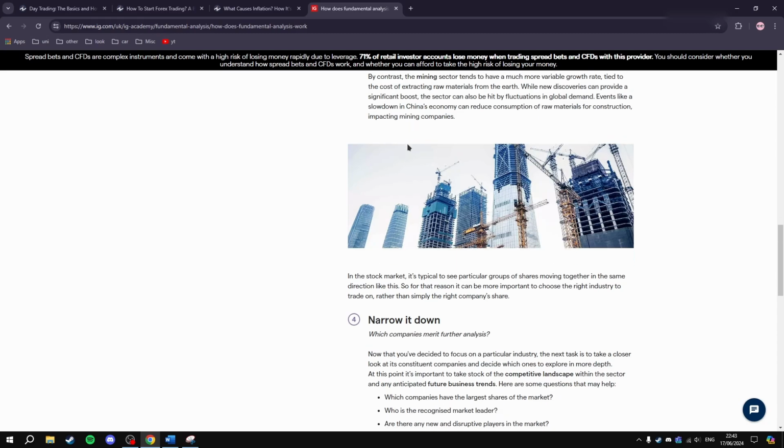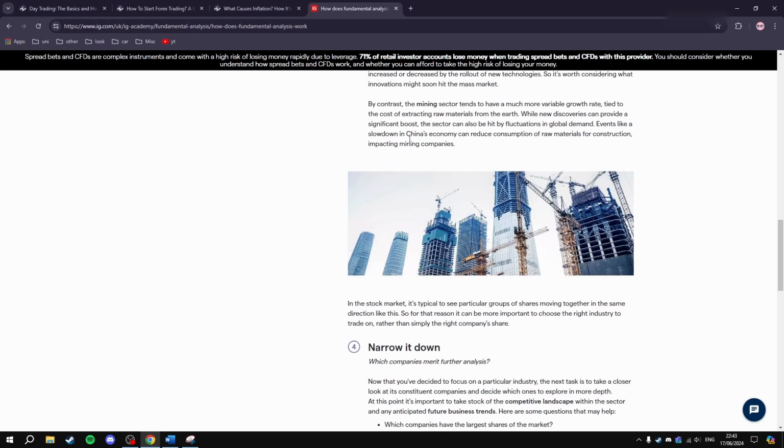By contrast, the mining sector tends to have a much more variable growth rate, tied to the cost of extracting raw materials from the earth. While new discoveries can provide a significant boost, the sector can also be hit by fluctuations in global demand. Events like a slowdown in China's economy can reduce consumption of raw materials for construction, impacting mining industries.